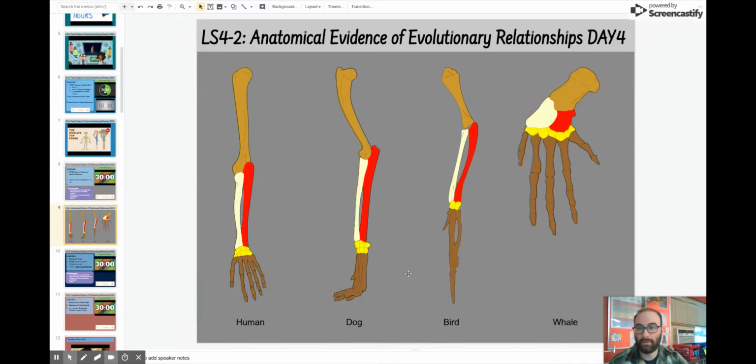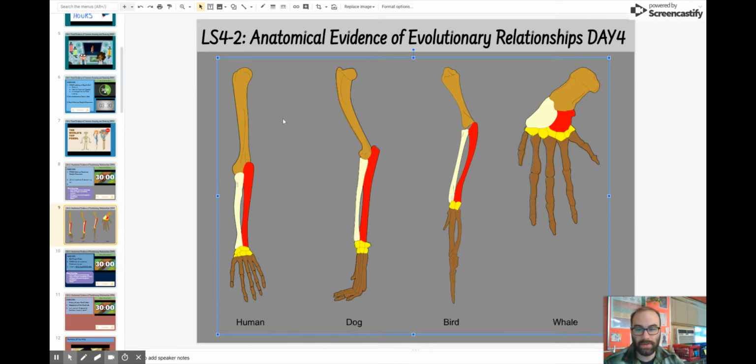So this is just a quick review of how anatomical evidence can provide information for evolutionary relationships. So we have 4 images right here. Here is our human, here is our dog, our bird, and our whale. So first off, if we think about what the requirement is or what the use for each of these 4 limbs are, humans are for grasping, dogs are for walking, birds are for flying, whales are for swimming.